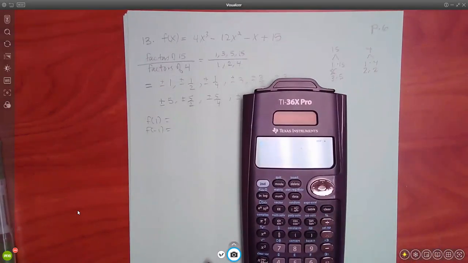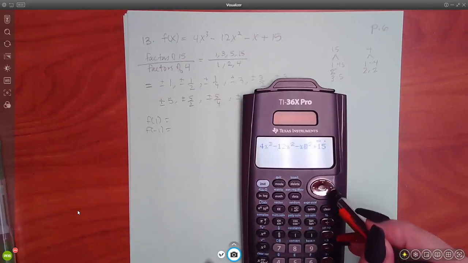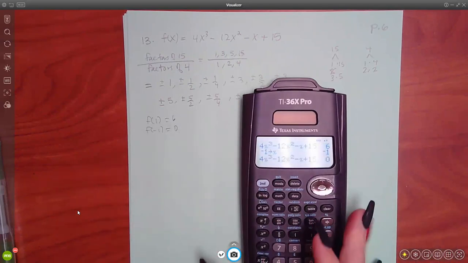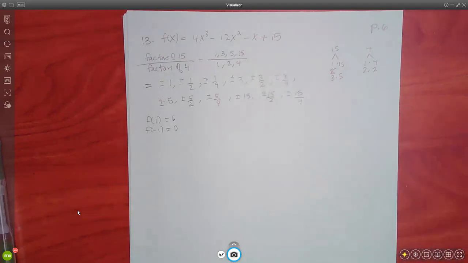Maybe we won't need to do too many. So 1 stores x: 4x to the third minus 12x squared minus x plus 15. What do I have in there? Oh, I forgot to put the x. Delete. Is that right? Yeah, that's right. Okay, so I get 6. That didn't work. Yay, I got one right away. Okay, so negative 1 worked.